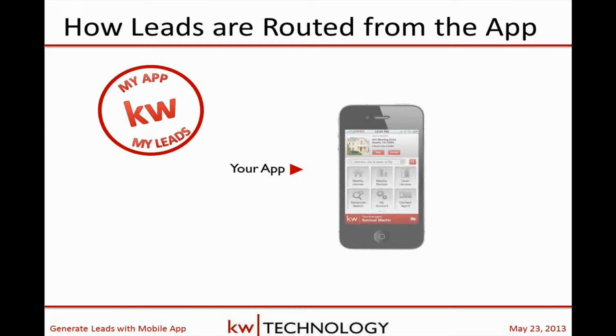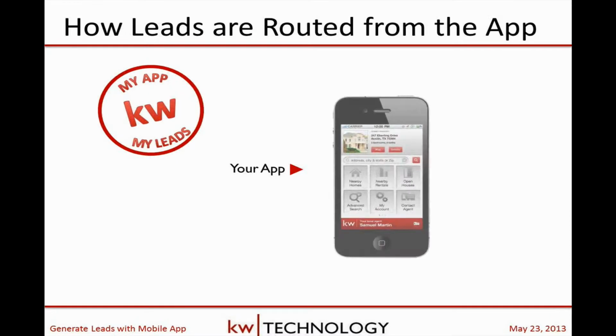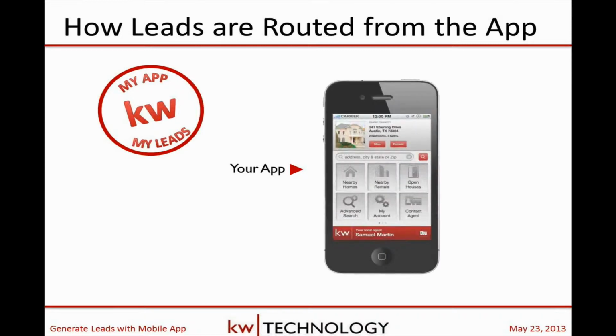as soon as someone is using your app and they take an action such as save a listing, save a search, call to see the property, or email for more information, any action like that is going to prompt them to register, just as it would happen on your eAgency website. And when they do, that's when the consumer becomes a lead.